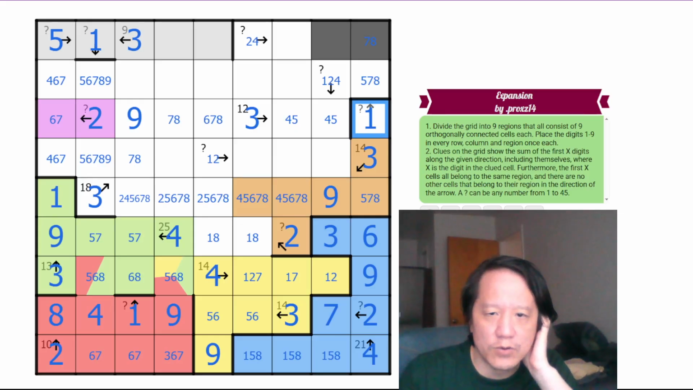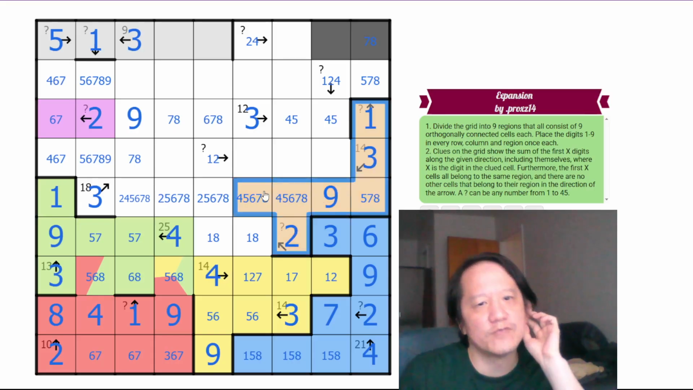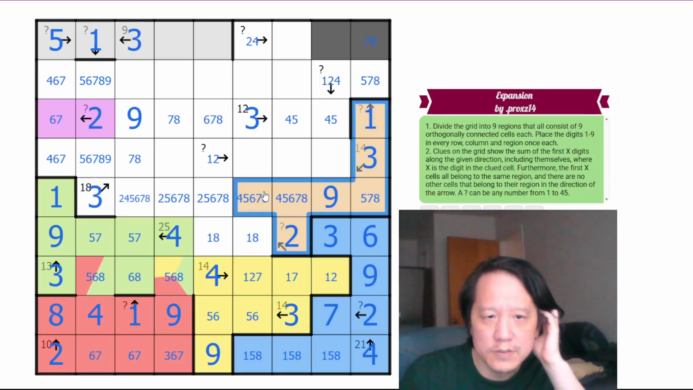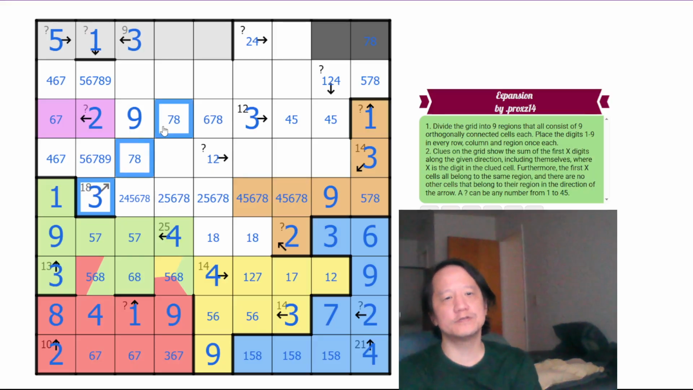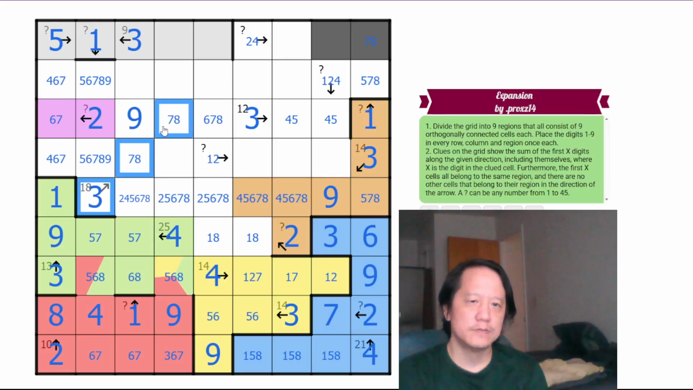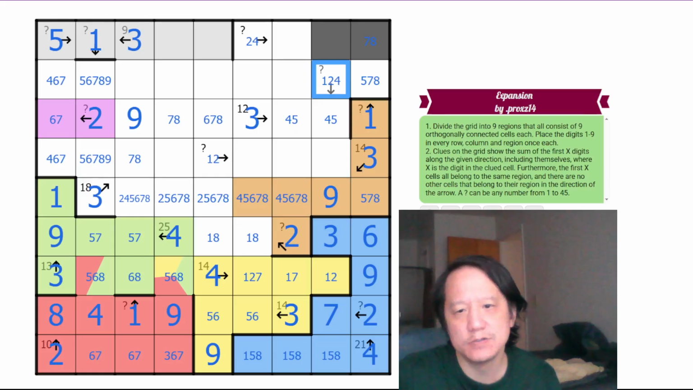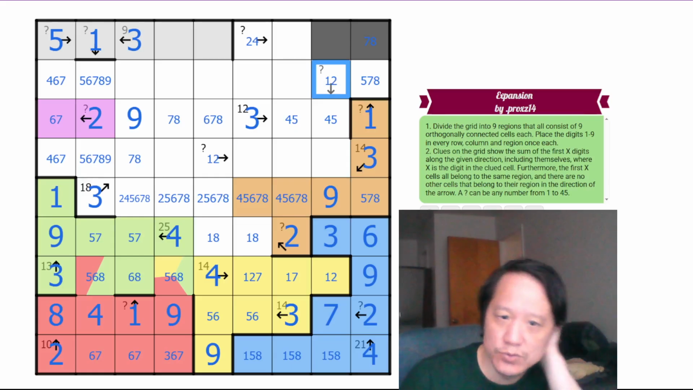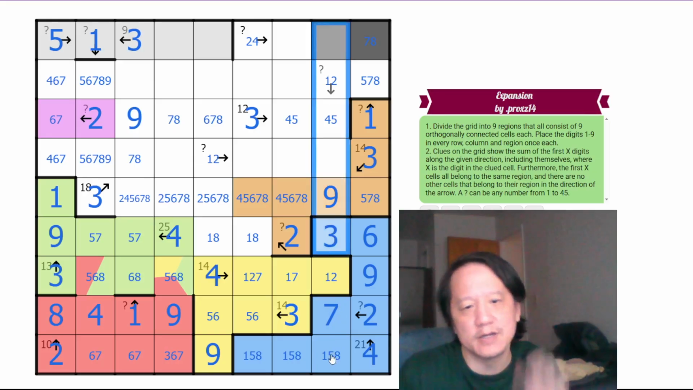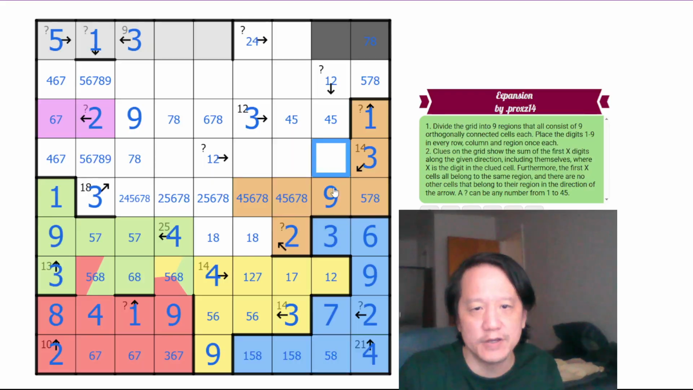This is definitely orange. So 1, 2, 3, 4, 5, 6, 7. We have 2 more for orange. 3, 7, 8. This cannot be part of orange anymore. So this is not 4. It's either 1 or 2. We have a 1, 2 pair in column 8. That eliminates 1 and 2 in the rest of the column, so no 1 there.